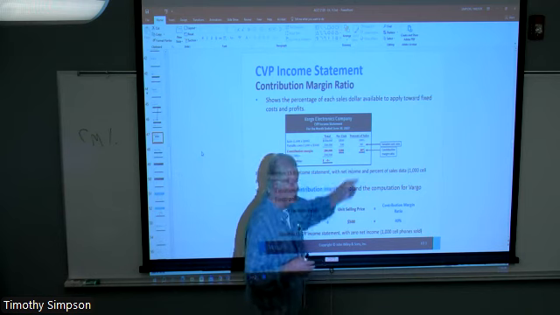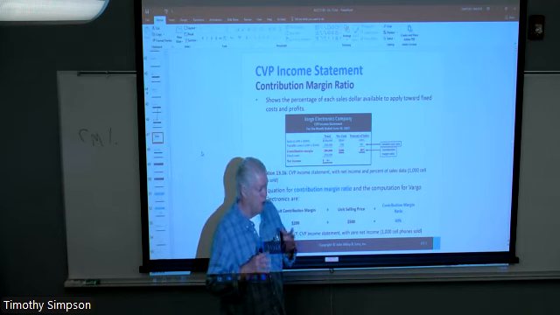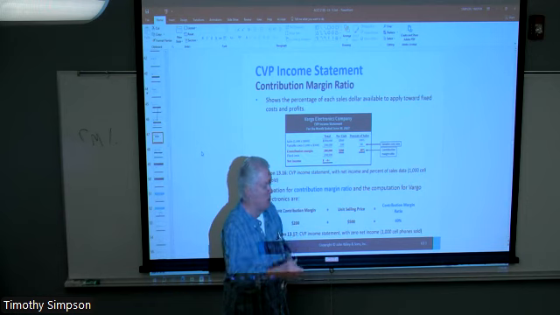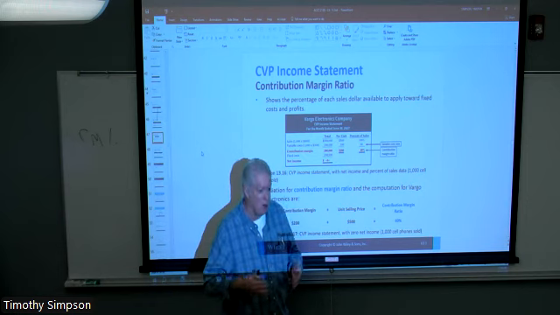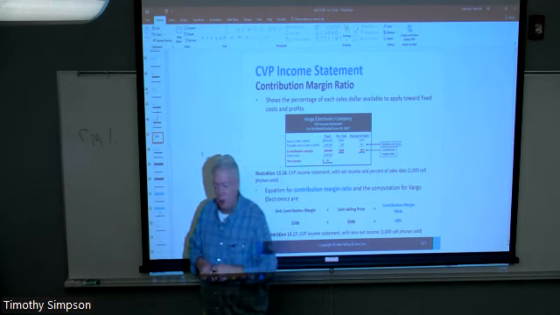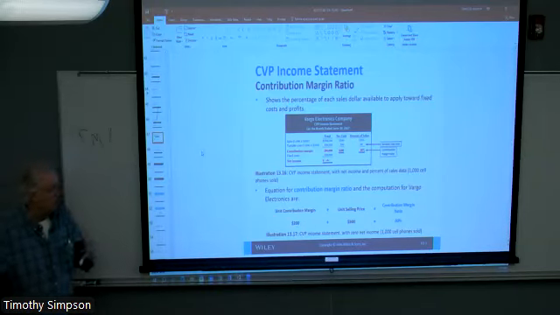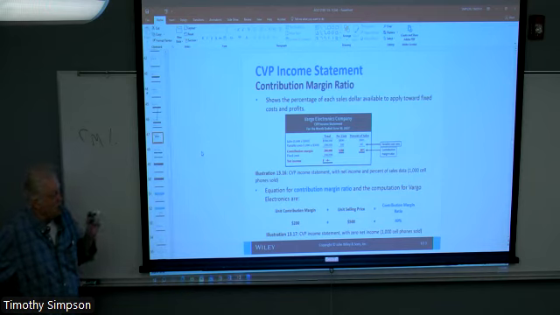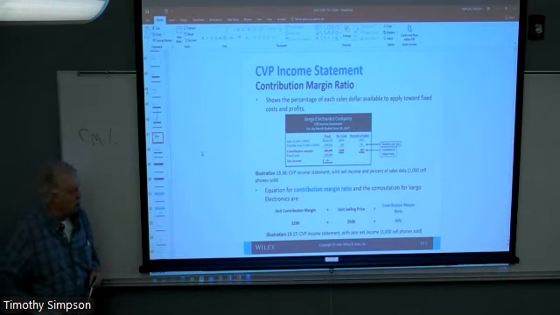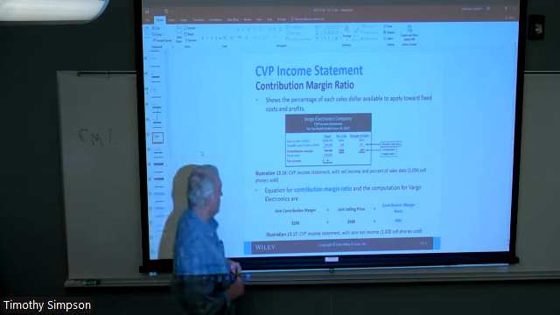And what does it mean? It means for every dollar of sales, we have 40% or 40 cents dropping to the bottom line. It doesn't drop all the way to the bottom line because we know we have other costs involved here, including fixed costs, things like rent and lease expense and all that. But it means that every dollar of sales, we earn 40 cents on it. And that's an important thing to know there.